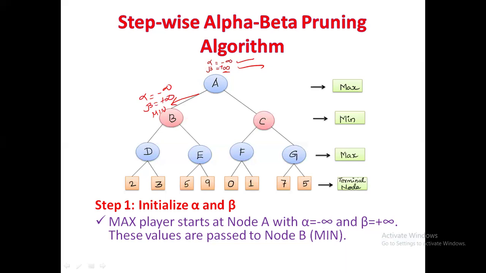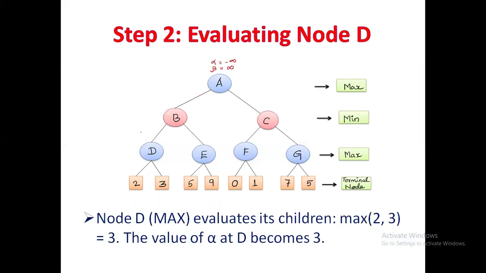The same values are forwarded to the node D also. Here the same values: alpha is equal to minus infinity, beta is equal to plus infinity. The next step is, what I have told you here, this value will be transferred here and this value will be passed over here. So alpha is equal to minus infinity and beta is equal to plus infinity. The next step to be followed in this case is backtracking.